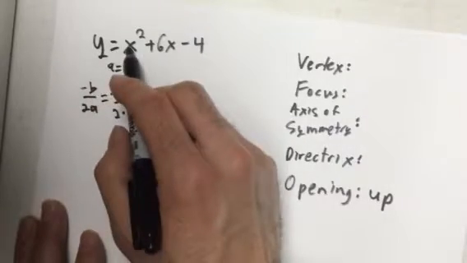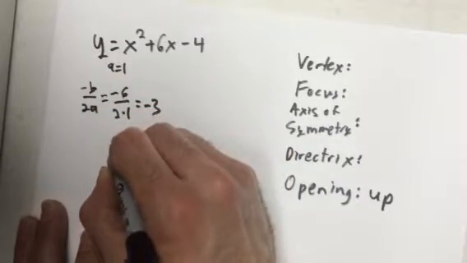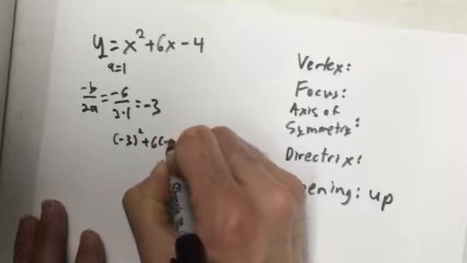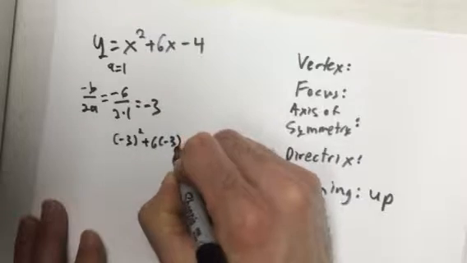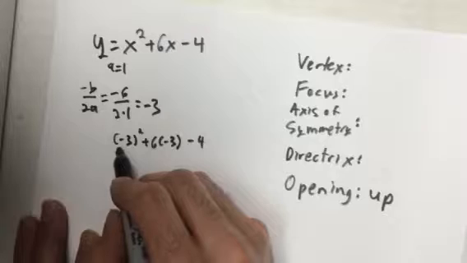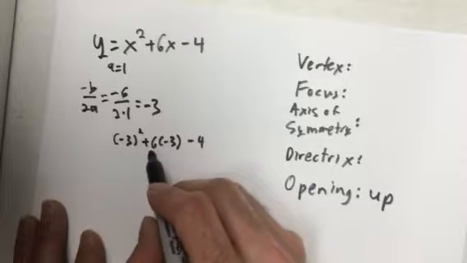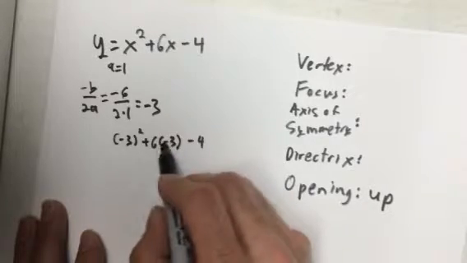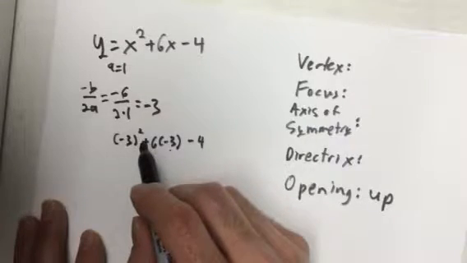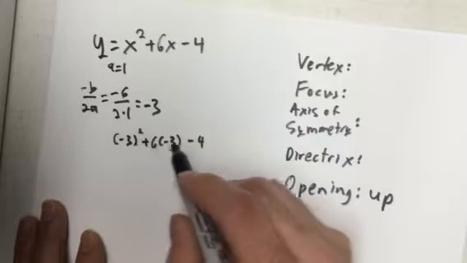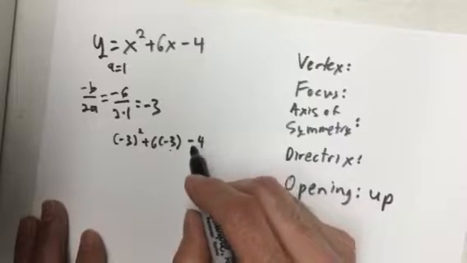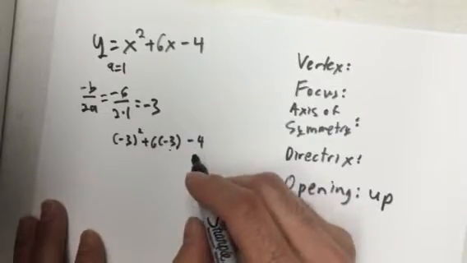To find the other one, we plug in negative 3 into the equation. So you get negative 3 squared plus 6 times negative 3, and then at the end we have a minus 4. You can plug this in the calculator, or if you don't want to, negative 3 squared is a positive 9. 6 times negative 3 is a negative 18, so a positive 9 and a negative 18 make a negative 9, and a negative 9 minus 4 would be adding, so that'll be a negative 13.